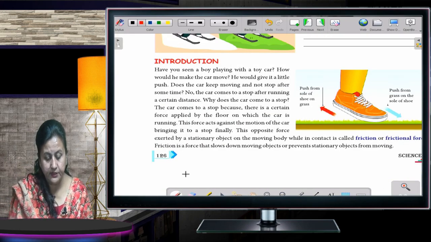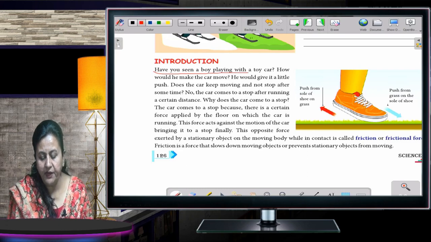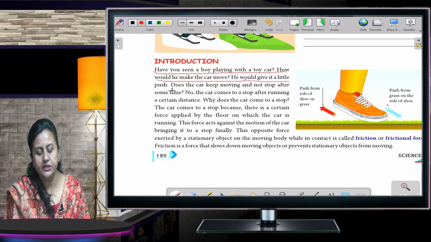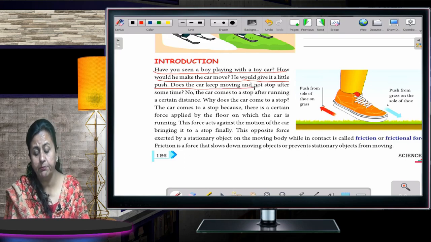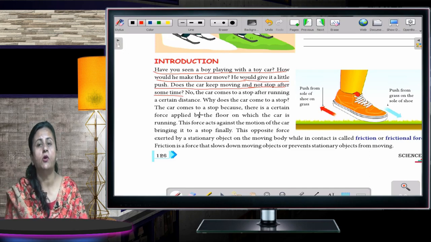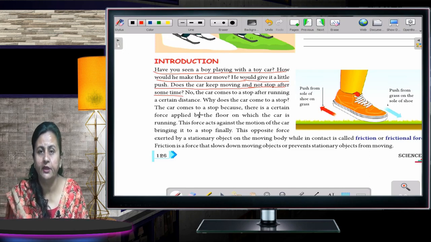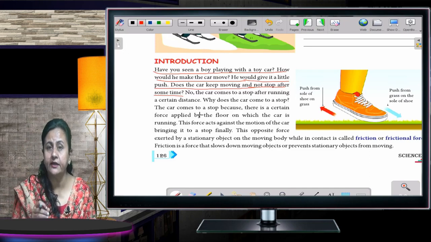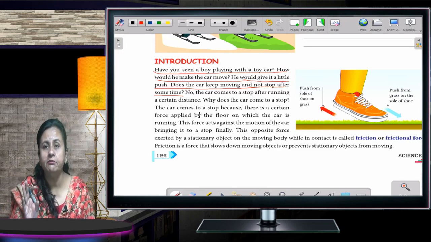See children, have you seen a boy playing with a toy car? How would he make the car move? He would give it a little push. Does the car keep moving and not stop after some time? No. It does not happen. A small boy is playing with a car, and he wants to start that car. He gives a push. The car will move, but after some time it will come to a stop. Why is it like that?